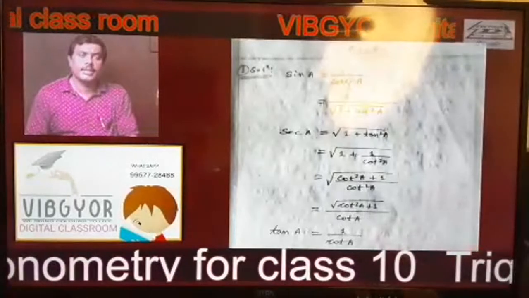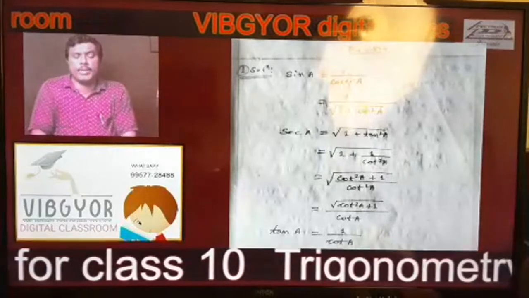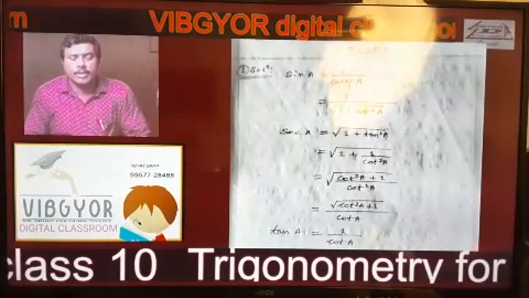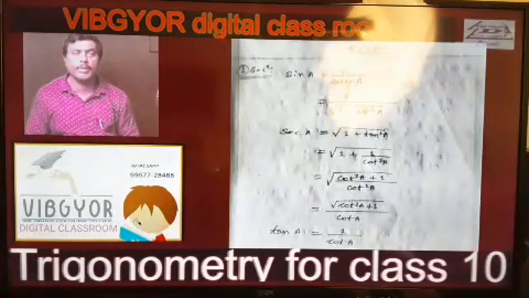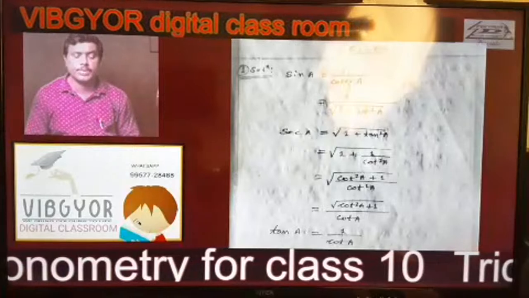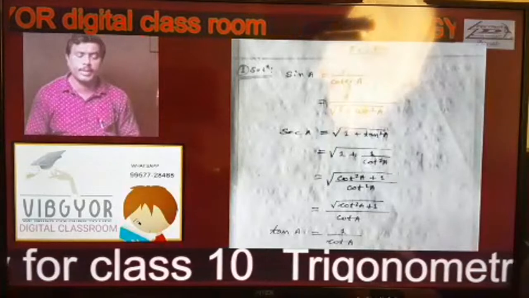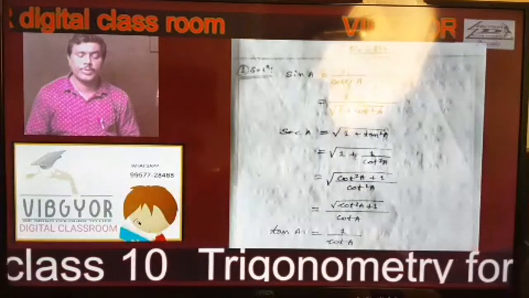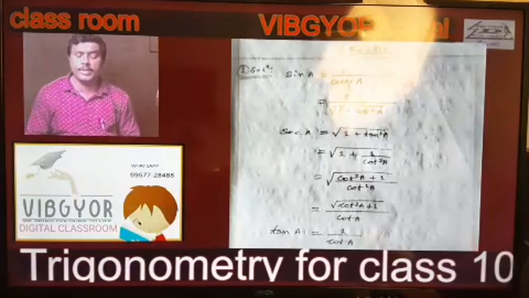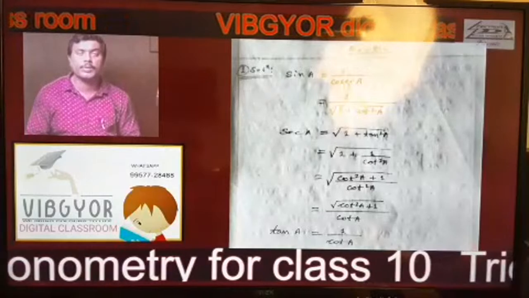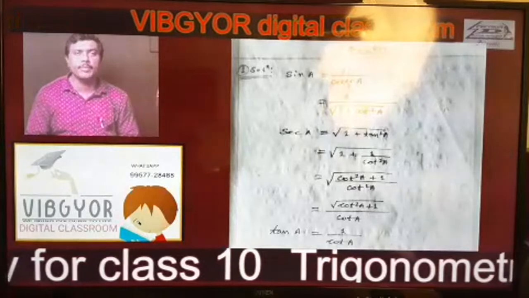Next, sec A is equal to under root 1 plus tan square A. We all know that is also one identity. So in place of tan square A, we can write 1 by cot square A. Then we can take cot square A as LCM. Then we will get under root cot square A plus 1 divided by cot square A. The square root of cot square A is cot A, so in place of the denominator, cot A will come, and in place of the numerator, it will be under root cot square A plus 1. That means sec A is expressed in terms of cot A.